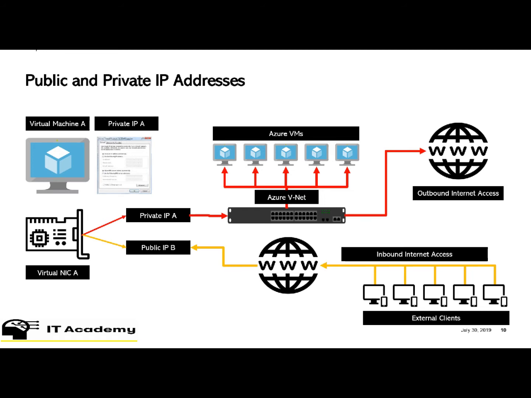If I don't have a public IP address on my machine, I can still by default connect to the public internet. Public IP addresses are only there for inbound internet access. That means if I say host a website on my virtual machine or a service or a file share, and I want people to externally be able to come in and connect to that over the public internet, that's the traffic that will use the public IP address.